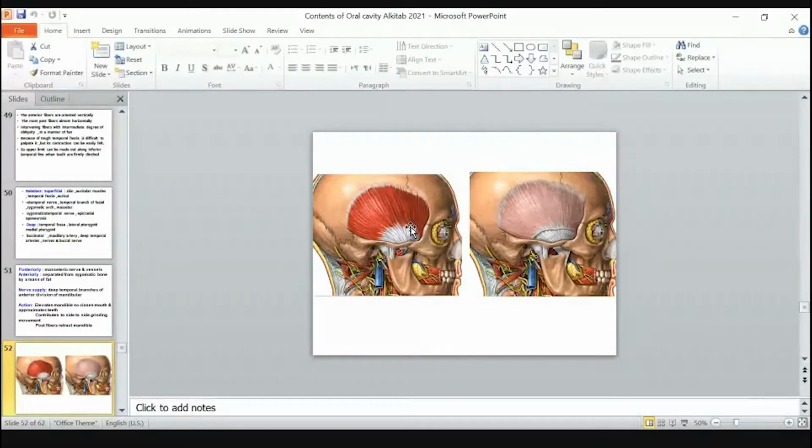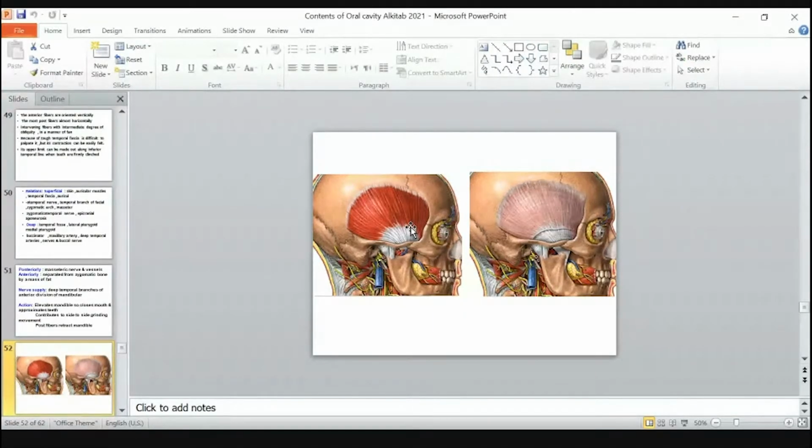All of them arise from bones of the skull, and all of them insert into the ramus of the mandible. Two rami of the mandible, each of them receives 4 muscles of mastication. So these are common features for the muscles of mastication.